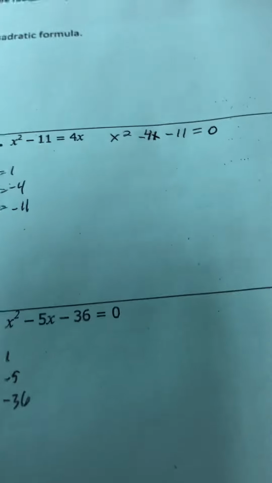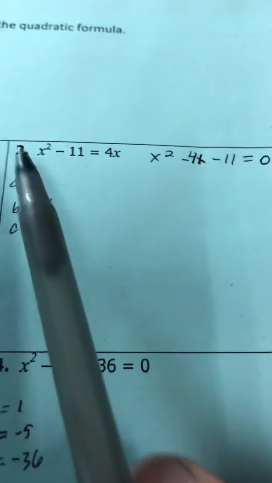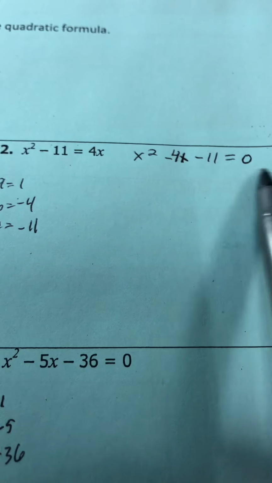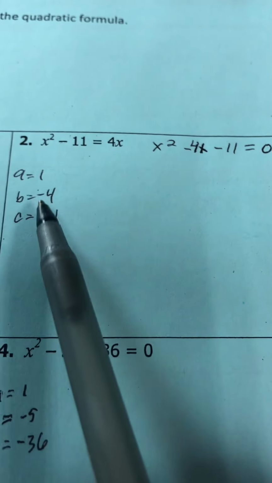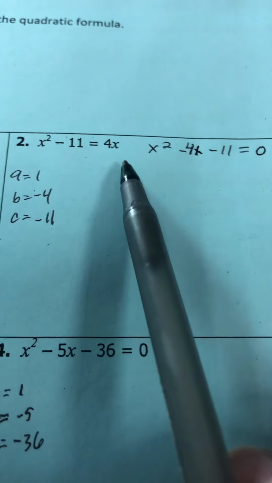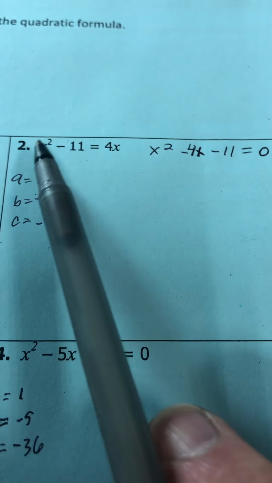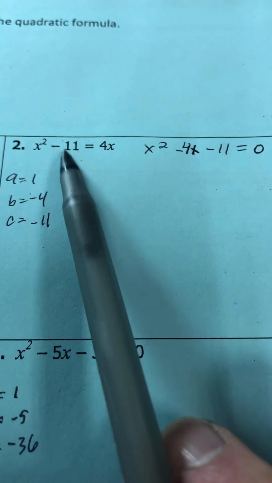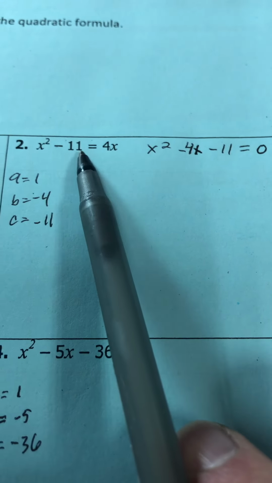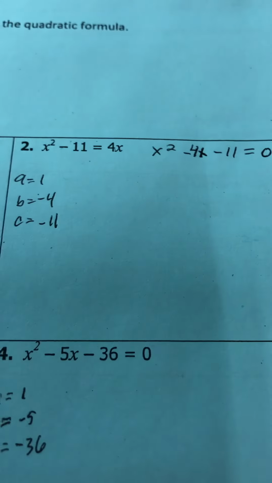To help you get started with number 2, I rearranged it so we have our A, B, and C. Here's our A, B, and C. Got to set it to 0. This 4x has got to jump in between the x squared and the 11 because I need it to be before this number that does not have the variable with it.